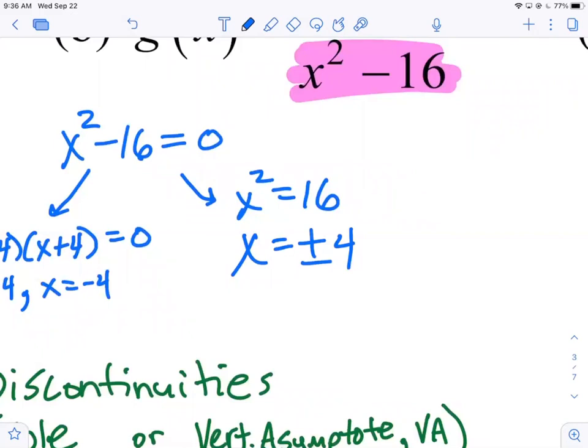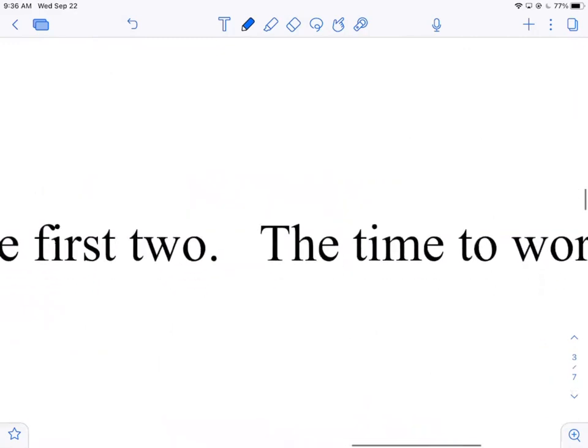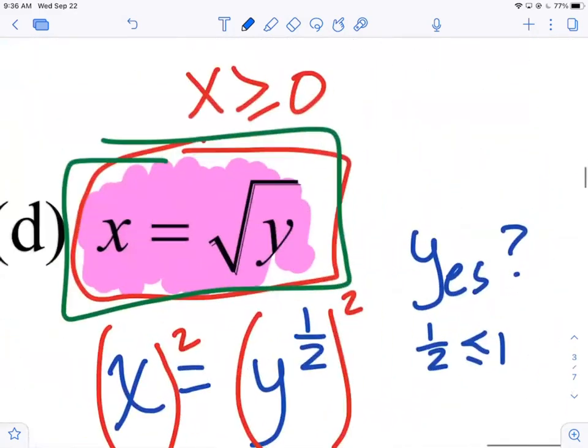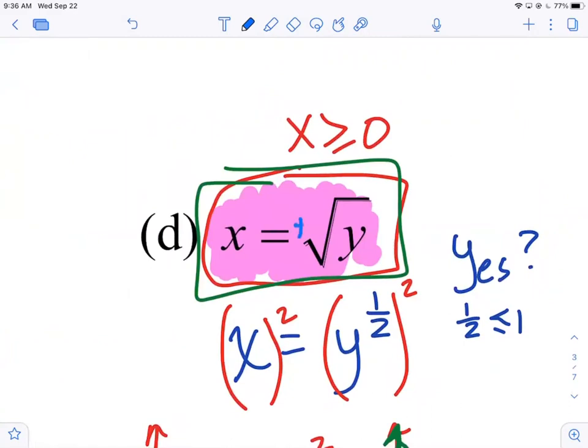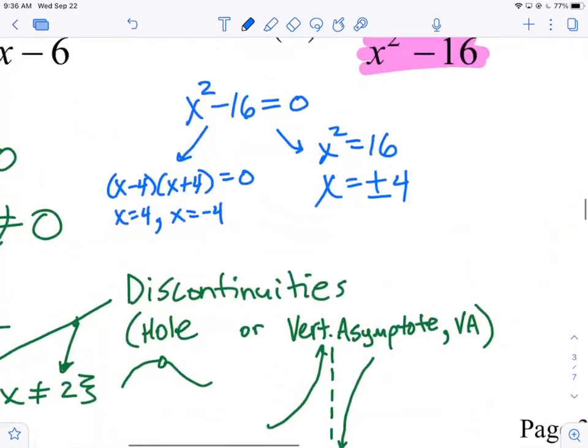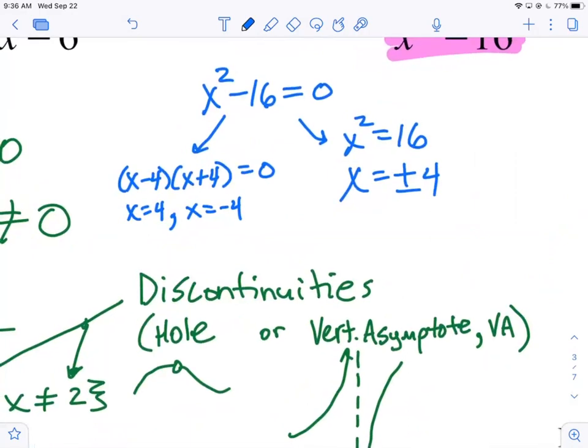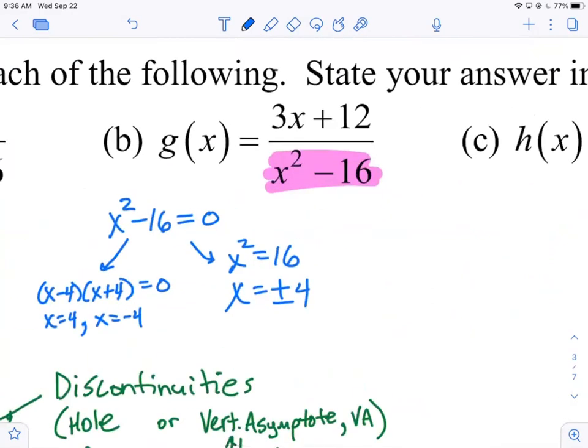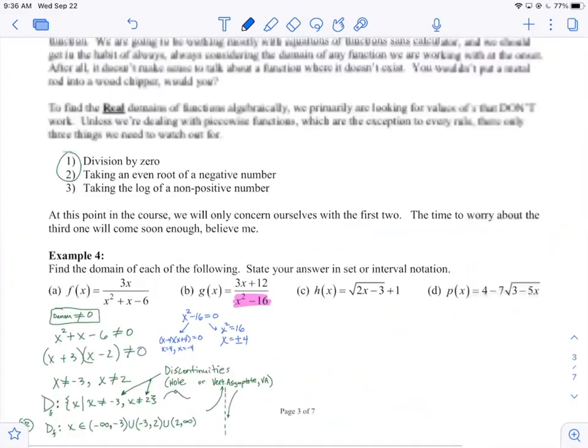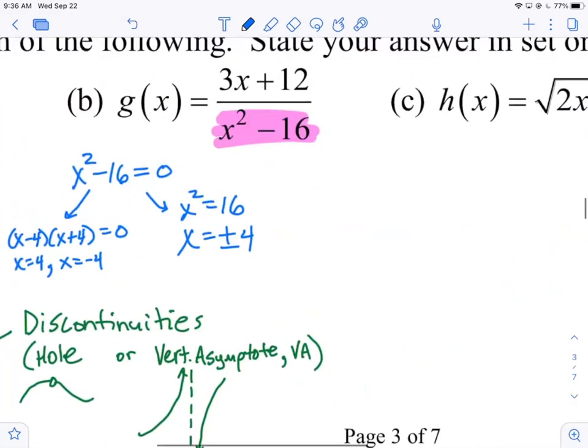If the square root is already there, like it was up here, then you just take the indicated root. This square root was already there, so I was just taking the indicated root. But if we're doing it to solve, we have to do plus or minus. So anyway, those are the two values. Now, you can factor the top and one of them divides out, but that's not what we're trying to do right now. We're going to state the domain. So here we go. The domain of g is the set of all x's such that x is not equal to plus or minus 4.